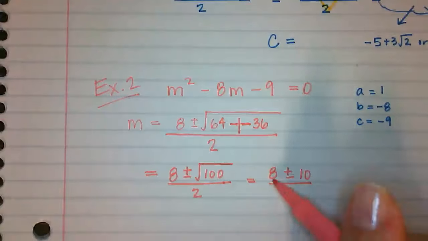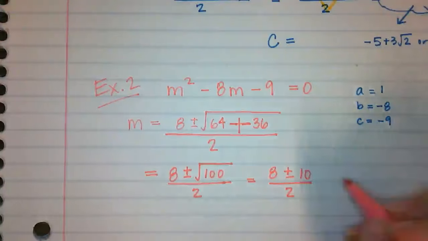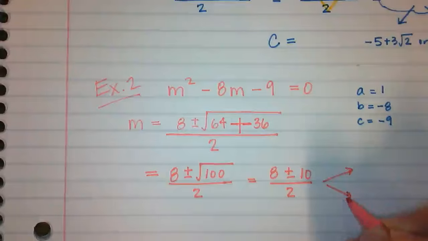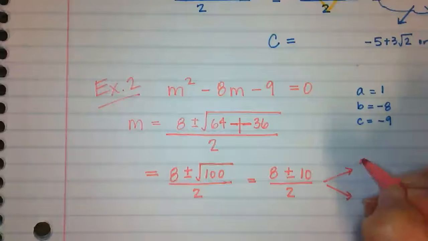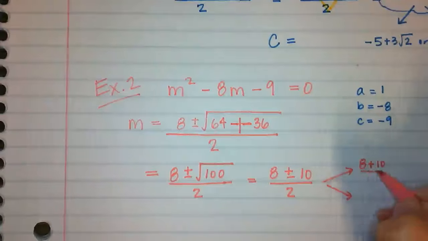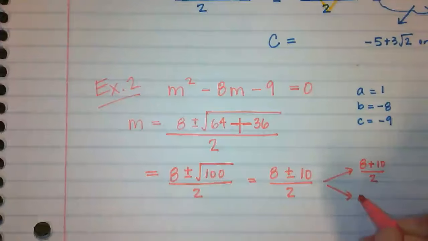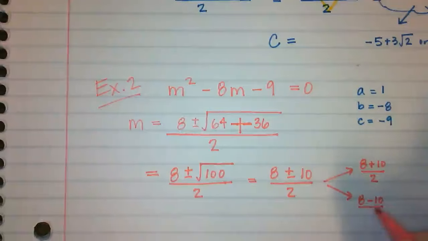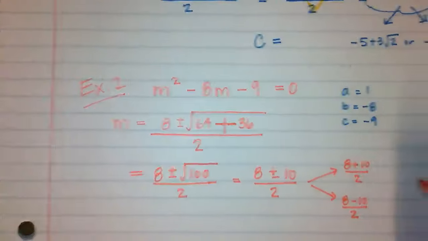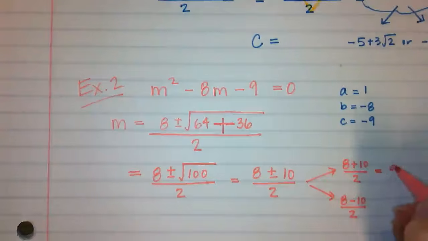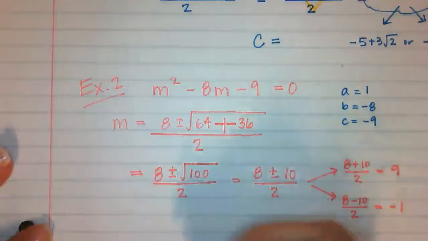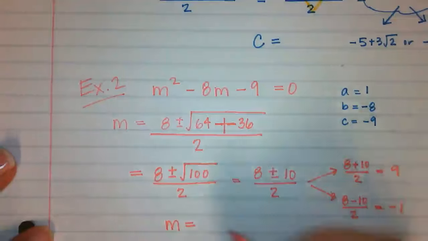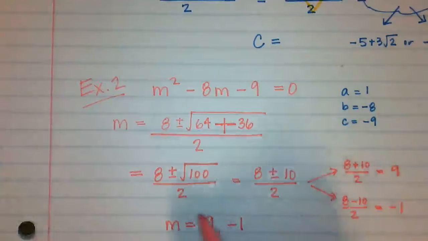And at this point, I really don't need to reduce this. I can just go ahead and answer this. So there's 2 possible answers here. Since I don't have a square root left, I can go ahead and simplify this. So we have 8 plus 10 over 2, and the other one is 8 minus 10 over 2. So 8 plus 10 is 18 divided by 2 equals 9. And 8 minus 10 is negative 2 divided by 2 is negative 1. So I know that the solutions for M could be 9 or negative 1.